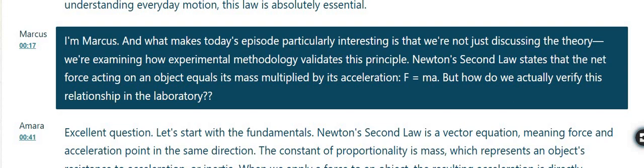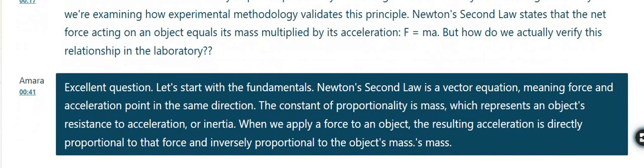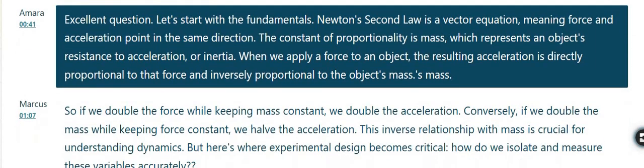Newton's second law states that the net force acting on an object equals its mass multiplied by its acceleration, F equals ma. But how do we actually verify this relationship in the laboratory? Excellent question. Let's start with the fundamentals.